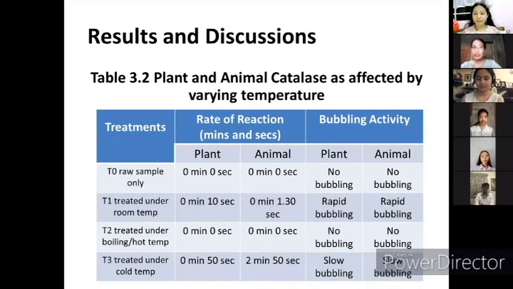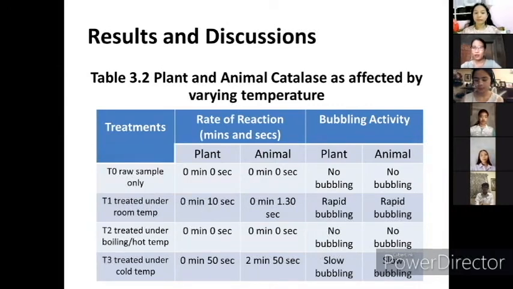For the last slide, if we analyze the varying pH in the previous slide, the last slide is for varying temperature in catalase. So if we observe the table for treatment control, no observation made, since it's just for comparison and we didn't do anything on that particular control treatment. What is interesting in this particular table are the three treatments. Treatment 1, which is under room temperature, treatment 2, which is under boiling or hot temperature, and treatment 3, which is under cold temperature.